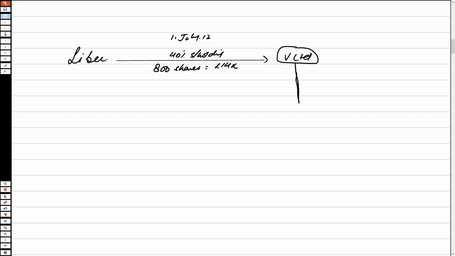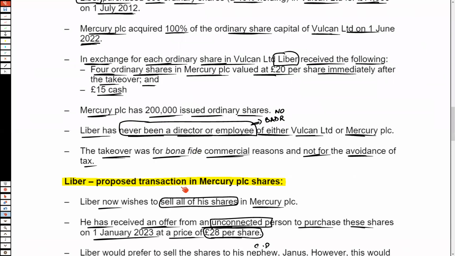After a few months or years, a new company named Mercury PLC acquired 100% of the shares on 1st June 2022, and this date falls in the fiscal year 22-23. When MPLC acquired the shares of V Limited, at the same time this company made an offer, if you remember from the scenario. Let me show you what happened at that time.